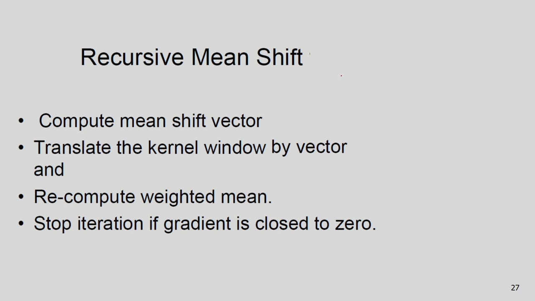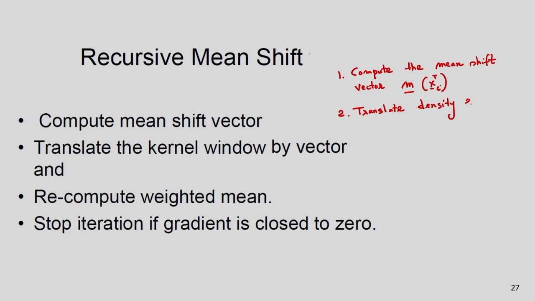So these steps I can write again. Step number one: first I have to compute the mean shift vector, suppose m(x_i) transpose. So first I am determining the mean shift vector. Number two, translate the density estimation window.